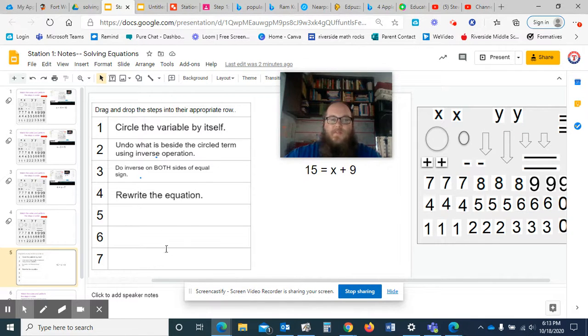You'll notice 5, 6, and 7, but we're going to get to those later. That's for two-step equations on down the line. Let's just focus on 1 through 4 for now. While you're putting those in order as well, though, we're going to be working this example out here in the middle to show you how the steps actually apply to a real example.